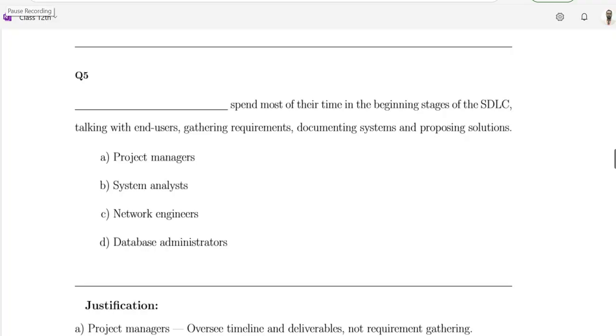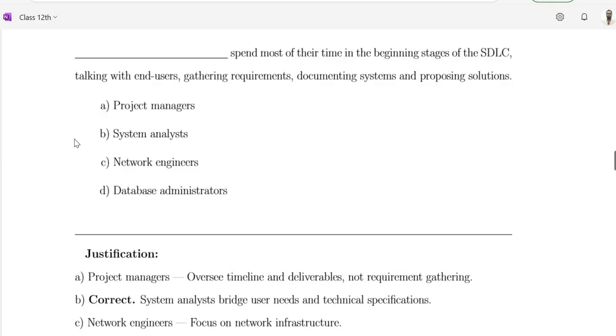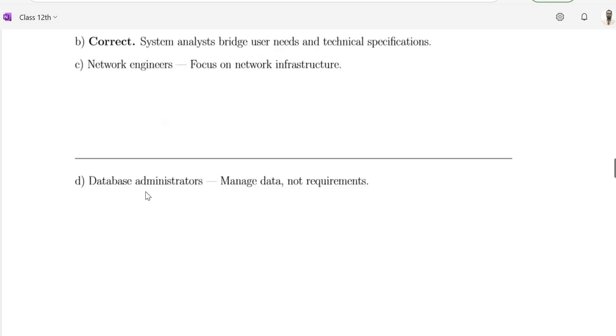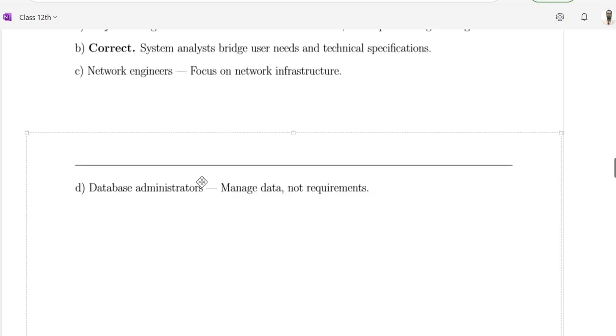Question number 5, dash spend most of their time in the beginning stage of the SDLC, talking with end users, gathering requirements, documenting the system, and proposing solutions: project management, system analyst, network engineers, or database administrator. The correct option is system analysts, because project managers oversee timelines and deliverables, not requirement gathering. Network engineers focus on network infrastructure, and database administrators manage data, not requirements.